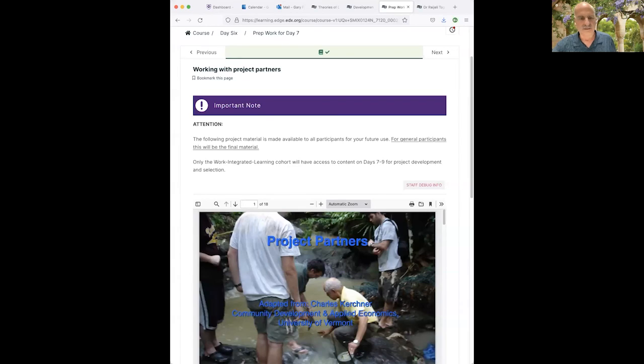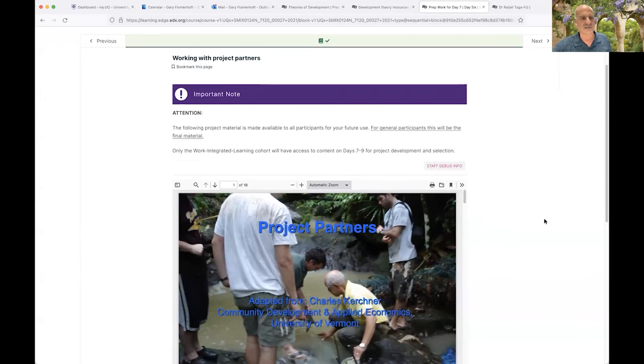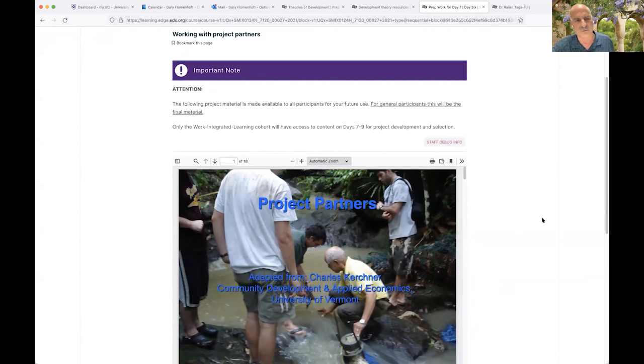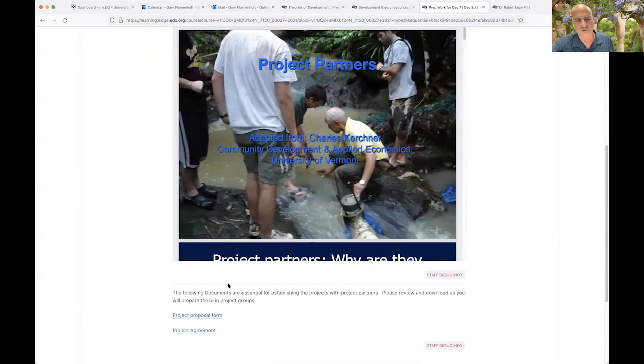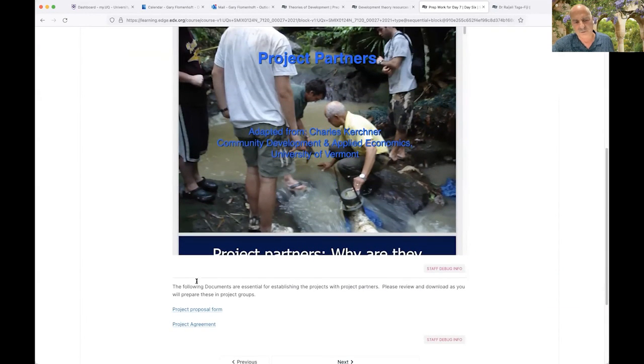Okay, so I'll just share my screen real quick. Okay, so the prep work for day 7. This is a presentation that I will give tomorrow. You're welcome to preview it. I've also included the project forms, so I hope you'll download these forms, and this is what we're going to use to develop your projects for the next couple days.